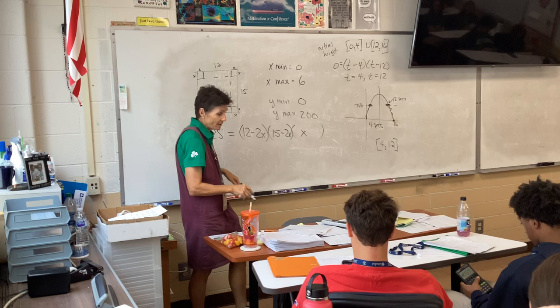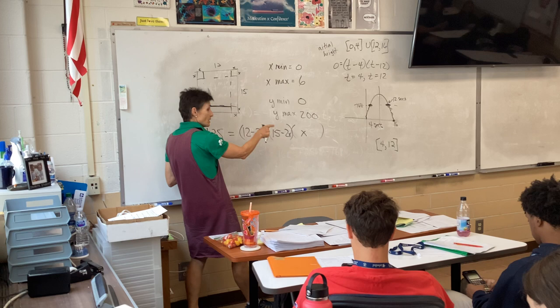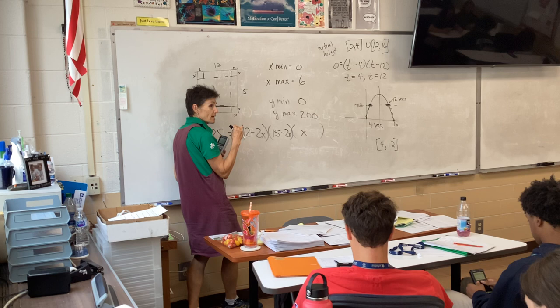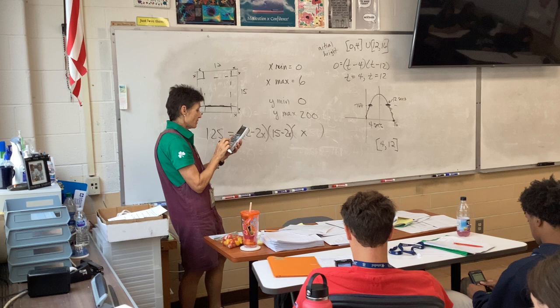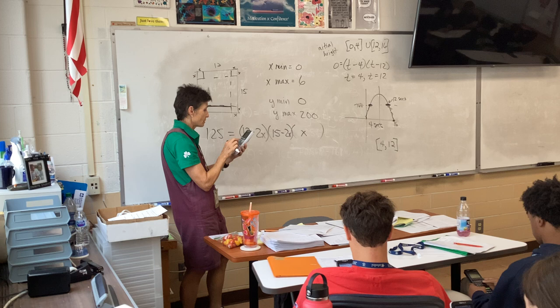So let's go ahead, sketch it, and see what happens. Now, you do not need to multiply that out. Just put it in the parentheses, that's fine. You can move the 125 over, but I'm going to leave the 125 here and graph two equations and do intersections, okay? So here I go. Parentheses, 12 minus 2x, parentheses, 15 minus 2x, and x, and then 125.